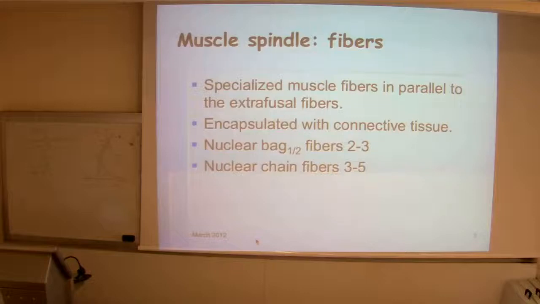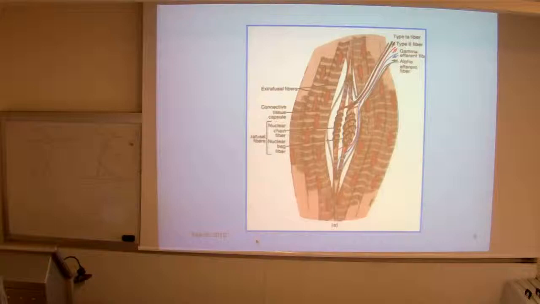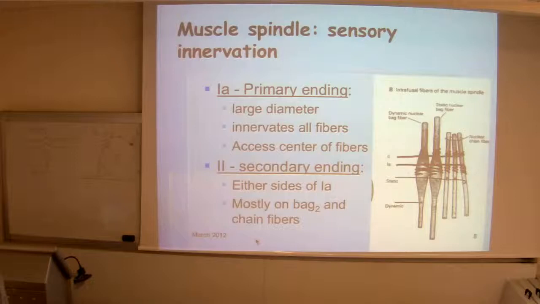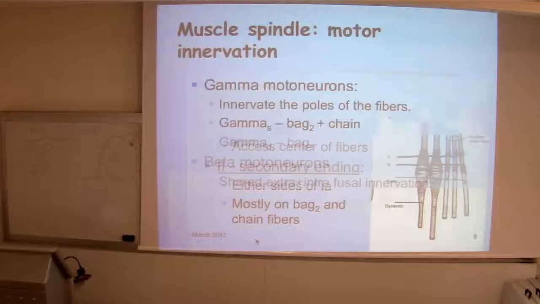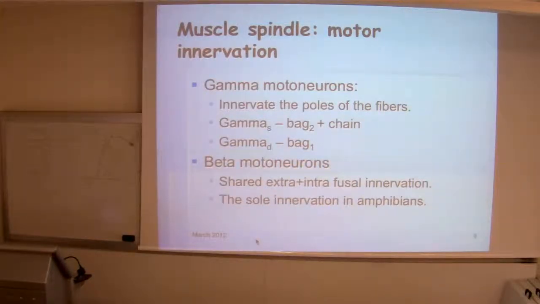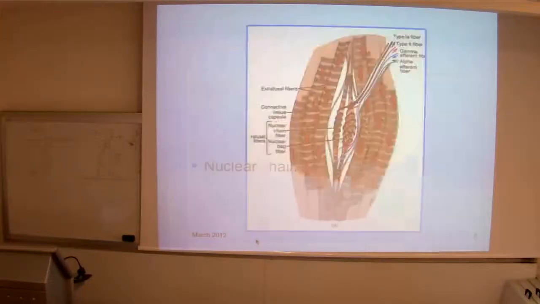Okay, so muscle fibers. There are all kinds of details here that I'm not going to go into, like the bag fibers and the chain fibers. If you want to, you can read about that in the textbook. It's not that important at the moment, but again, the gamma motor neurons are innervating the poles of the fibers. This is where the afferent fiber is, and on the two sides of it we have the gamma motor neurons.